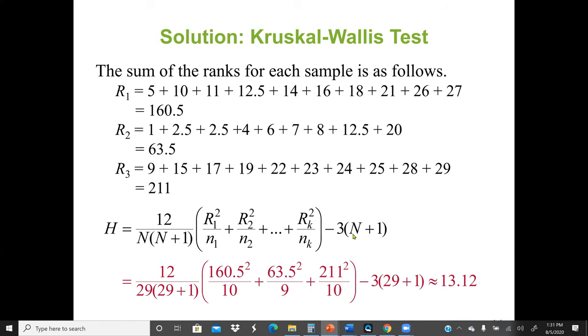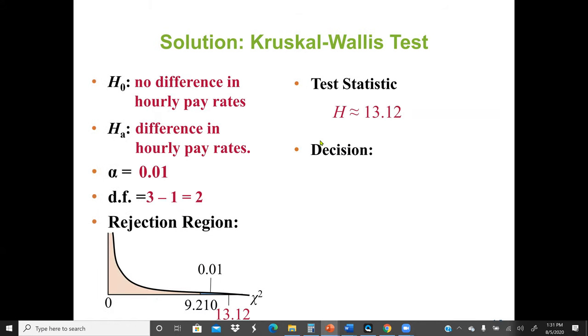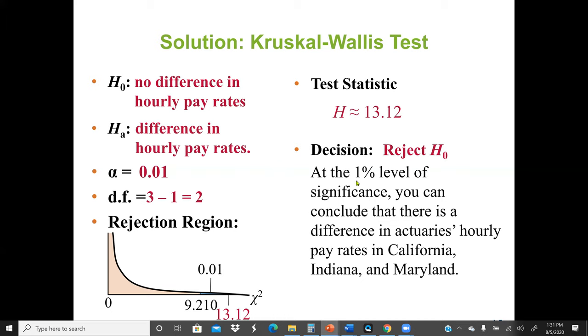So when we know the test statistic, now we can make our decision. So we can see 9.2 comes before 13.12. Because it's not in the brown region, that means any value less than 9.2 will be accepted H0. So now we are going to reject H0. So our decision is that at 1% level of significance, you can conclude that there is a difference in actuarial hourly pay rate. H0 said there is no difference.